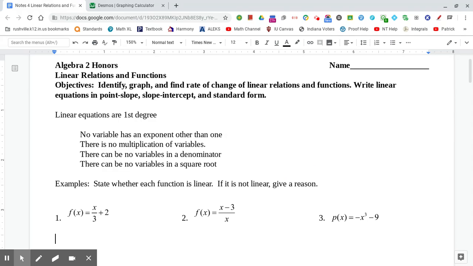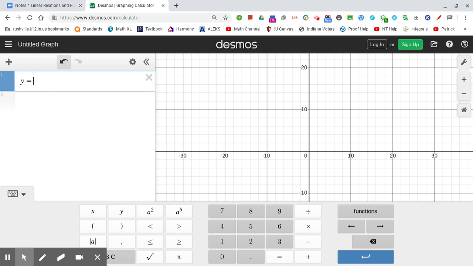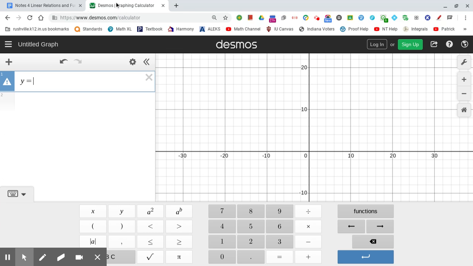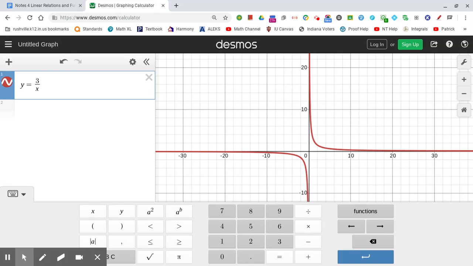You can't have a multiplication of variables. So what if we had y times x is equal to 3? The graph is not a line, hence not a linear equation. What if we have y equals, we can't have a variable in the denominator, so what if we have y equals 3 divided by x? Again, the graph is not linear.